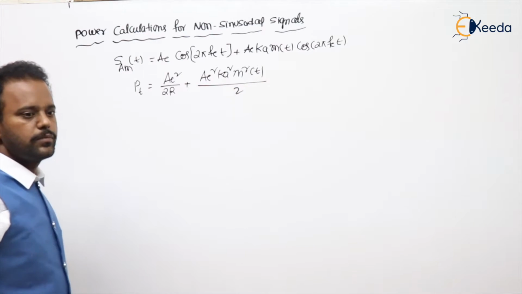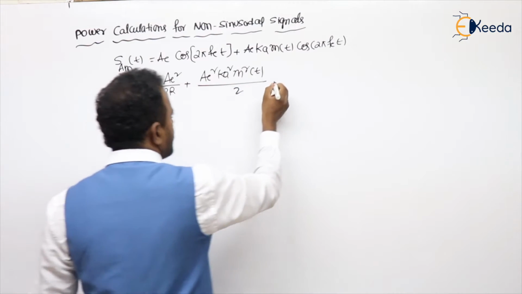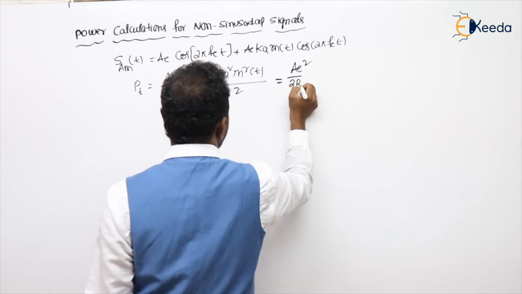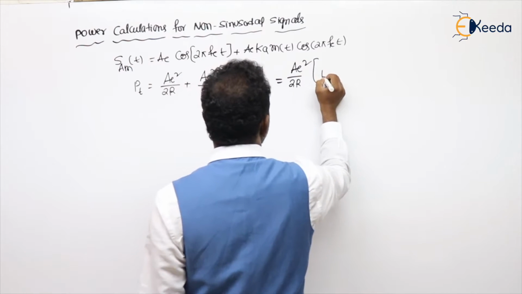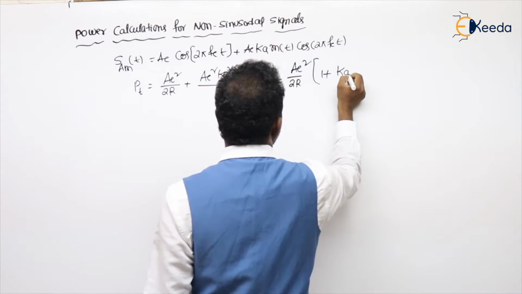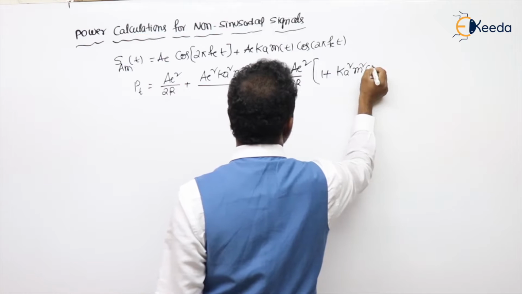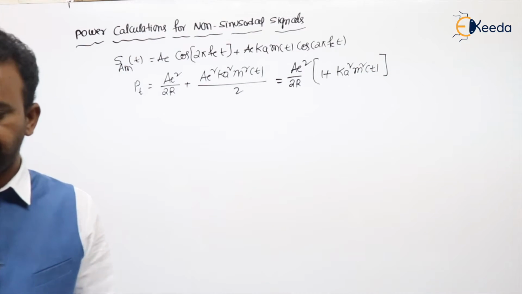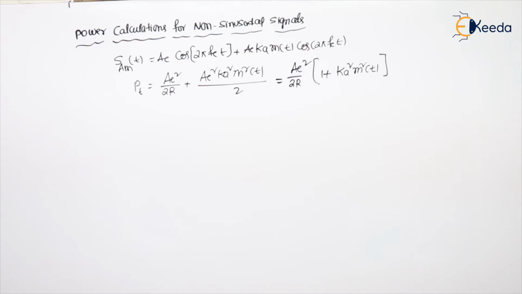Then take Ac square by 2R common. If you take Ac square by 2R common, then it will be 1 plus Ka square m square of t. M square of t means the power of the message signal. Are you getting my point or not? Now follow.